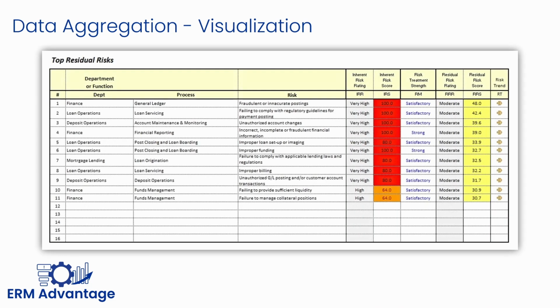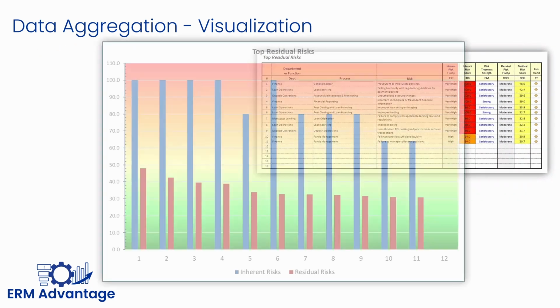Then, more meaningfully, is talking about top residual risks. In this case, what we're really looking for is outliers. Again, we can present this either in table form or a list, as well as graphically.